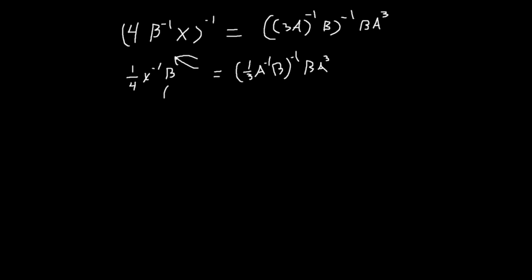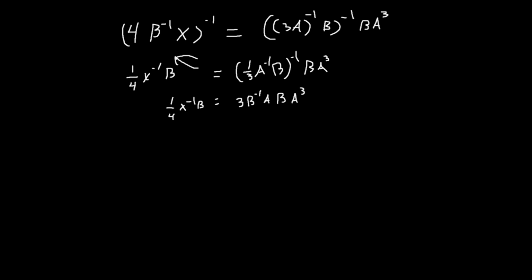So now we have all this is equal to the inverse of this, where we invert the scalar first, so we get 3, and we flip these two, so we get b inverse times a, because the inverses cancel, now times b times a cubed. And all of that is of course equal to 1/4 x inverse times b. Great.